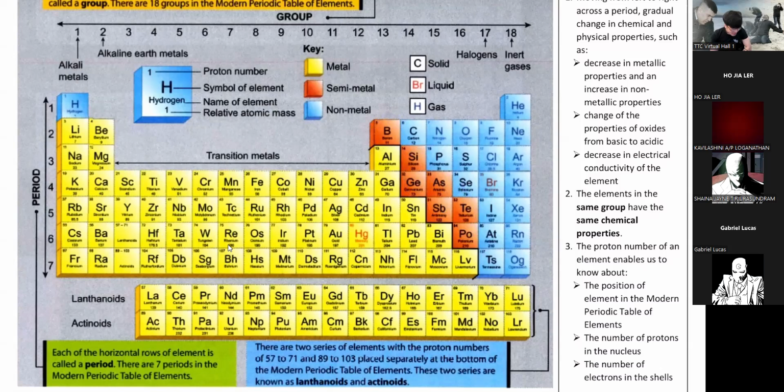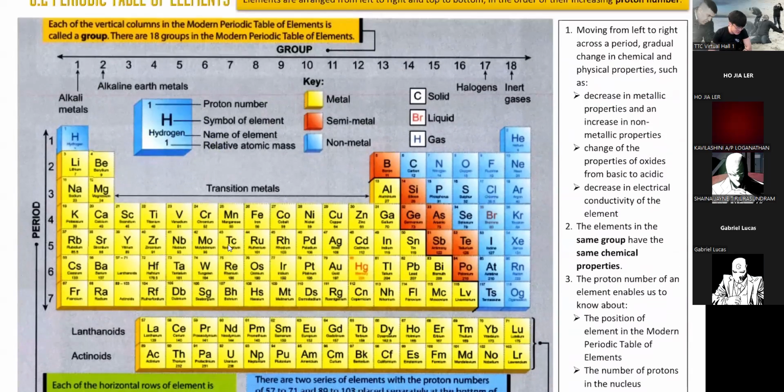Since we are in Form 4 now, we are learning it in a little bit more detail. I don't know whether you remember this, guys. Why is there a gap here? Have you learned this in Form 1? For the love of God, why can't these scientists just arrange it nicely, block by block? Why do they need to leave such a weird gap over here?